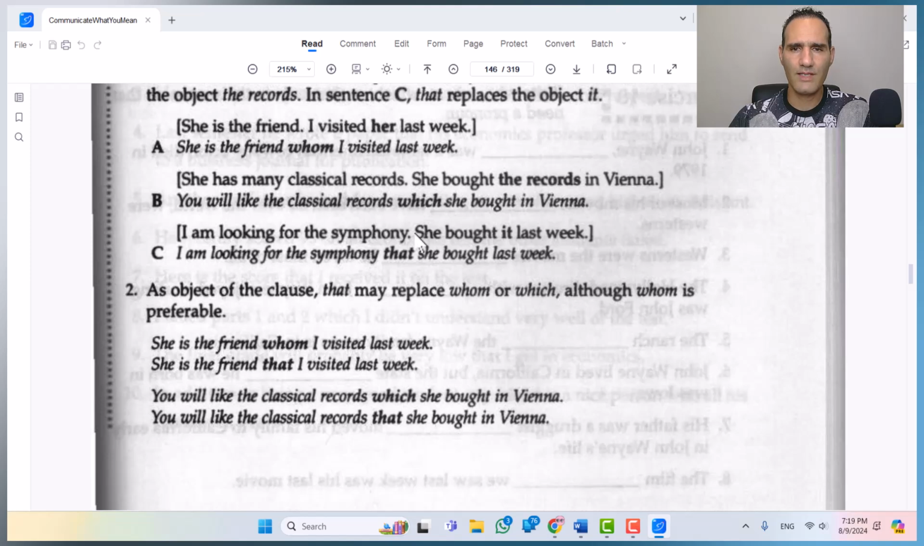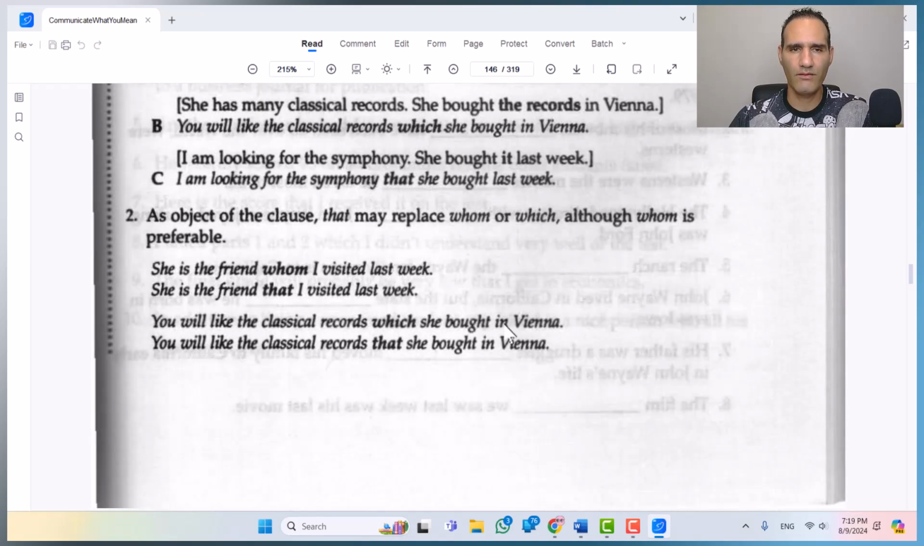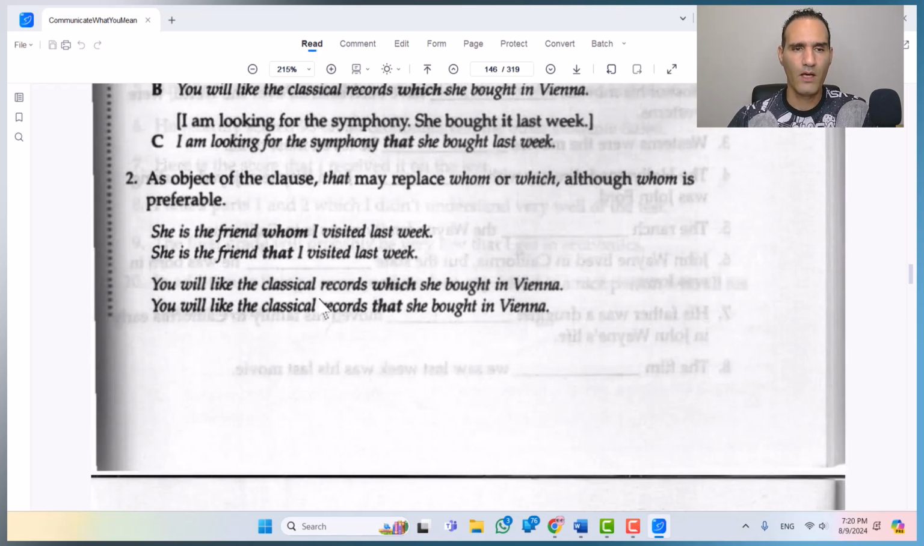I'm looking for the symphony. She bought it. I'm looking for the symphony that she bought. So object, relative pronoun. Instead of whom, we can have that also. We can have who also. We can omit it. So she's the friend whom I visited. She's the friend who I visited. That I visited. Or even omit. She's the friend I visited. We will like the classical records which she bought. The classical records that she bought, the classical records she bought in Vienna.